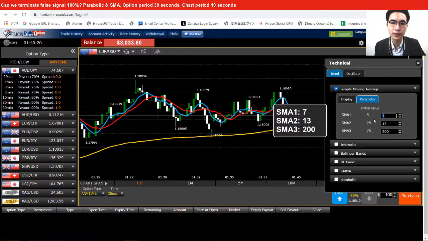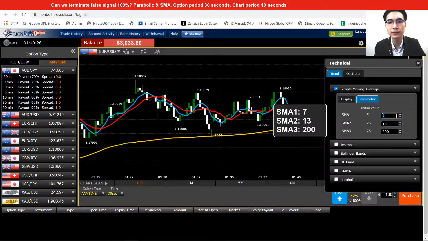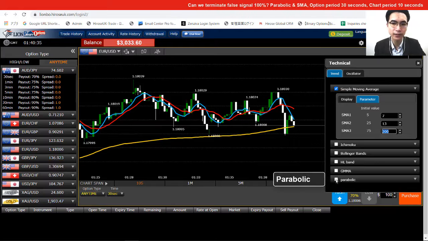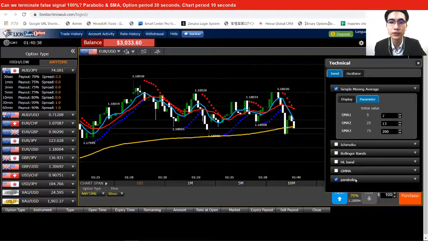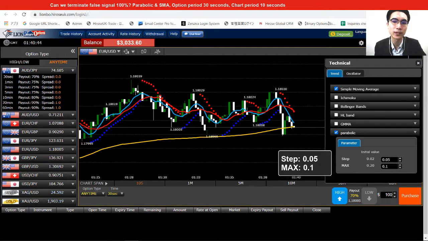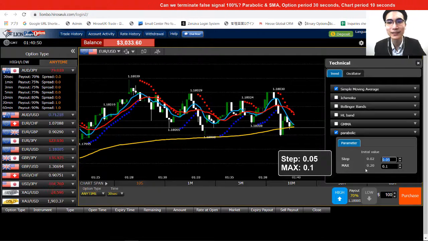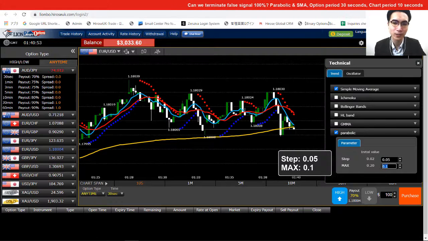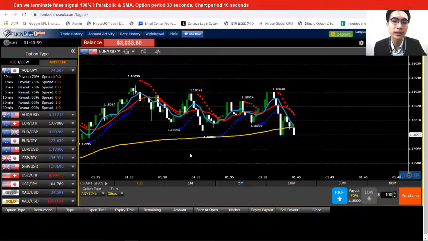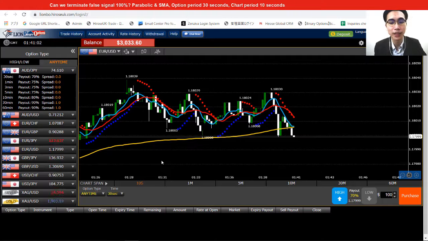So again, for parameter we are using a 7, 13, and 200 parameter. So again, SMA1 is 7, SMA2 is 13, and SMA3 is 200. After we get that done, we'll move on to the parabolic. We put a tick on parabolic there, and open the drop down for parabolic as well to change the parameter setting. For step we are using 0.05, and for max we are using 0.1. So again, 0.05 and 0.1. Once we get the indicators done, we close the technical indicators window.